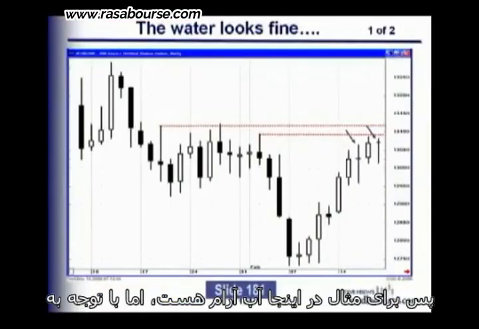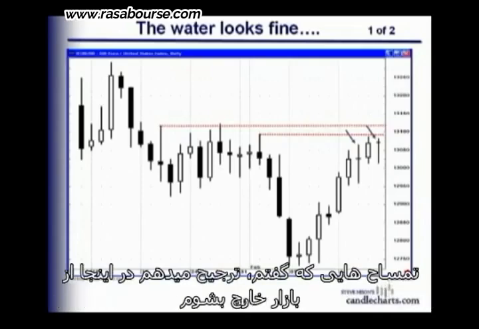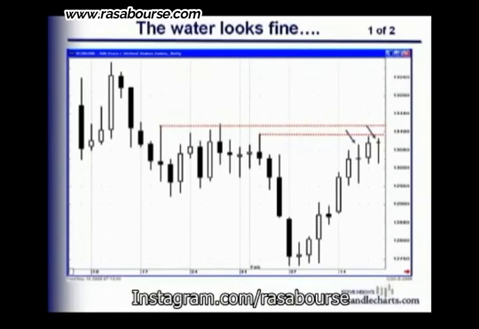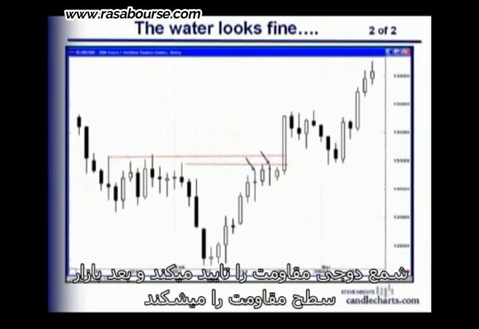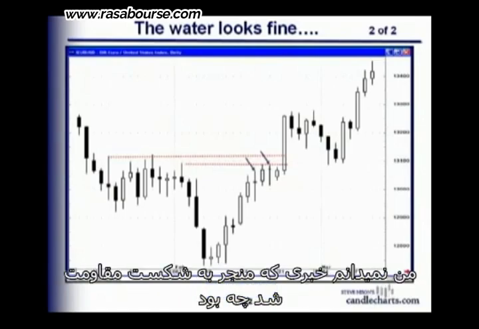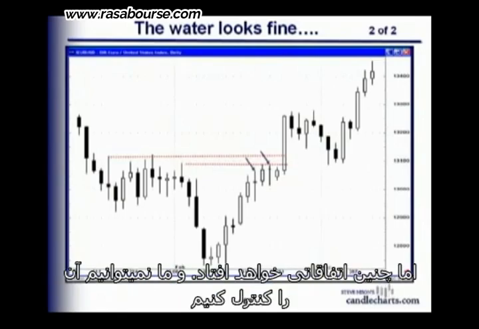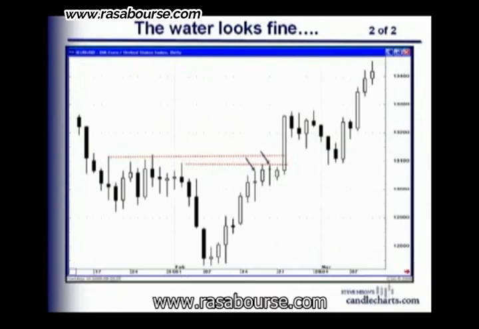So, for example, here, the water looks fine. Speaking of the crocodiles, I would be perfectly comfortable selling short here, the doji, confirming resistance, and then the market pushes above it. I don't remember what the news was, but this is what's going to happen. This can happen, and we have no control over this. Okay.